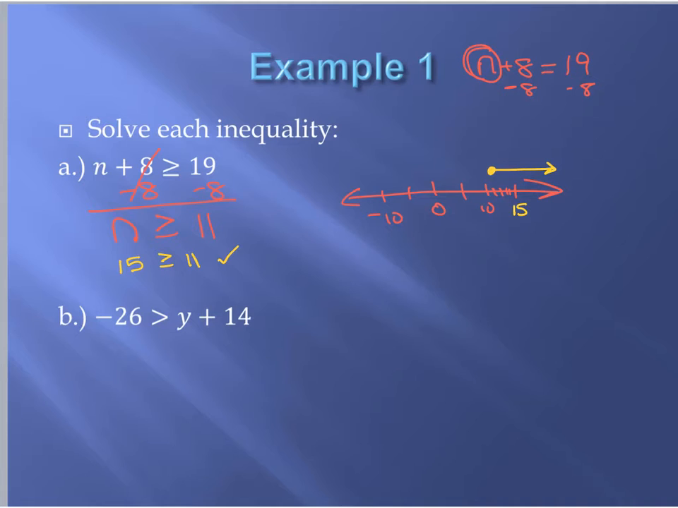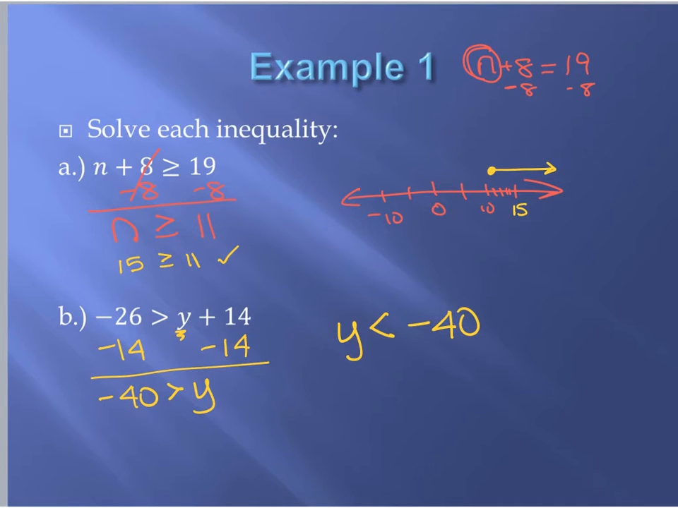Now likewise for part B, I have to solve the inequality negative 26 is greater than y plus 14. In order to get y by itself, I have to subtract 14 from both sides. And here I have negative 40 is greater than y. Now you can either leave it like this, or I personally like to write my variable first. So I'm going to just reverse this, and because the pointed side of the inequality is pointing towards my variable, that means I'm going to make this y is less than negative 40.